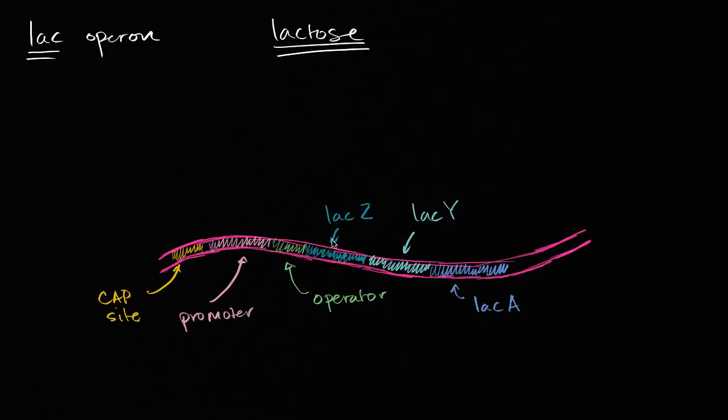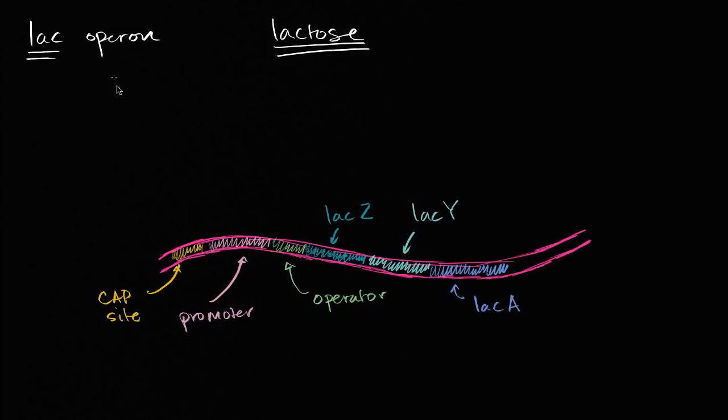So just as an example, the LAC-Z gene right over here codes for an enzyme that helps cleave the lactose into simpler sugars. The LAC-Y gene codes for an enzyme that allows for the absorption of lactose through cellular membranes. LAC-A is a little bit more interesting and a little less understood, but the general idea here is all three of these are involved in the metabolism and the absorption of lactose.